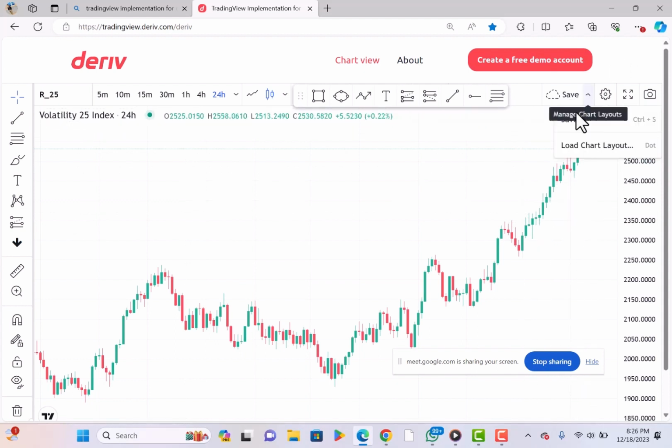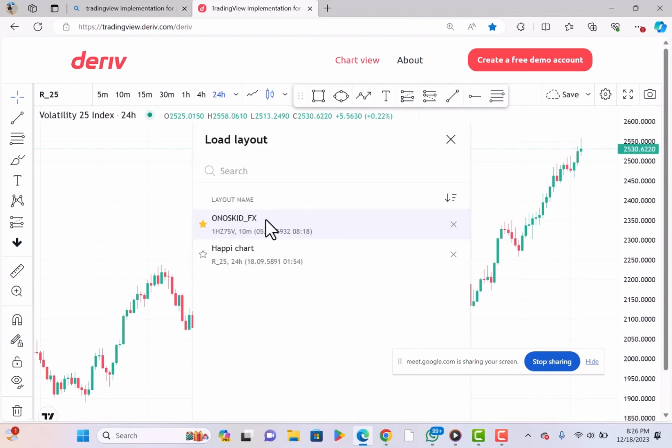So I've created my own name. I'll just come here and load charts. You can see on Skid Effects, this is another person's name. So I'll just click on my name.